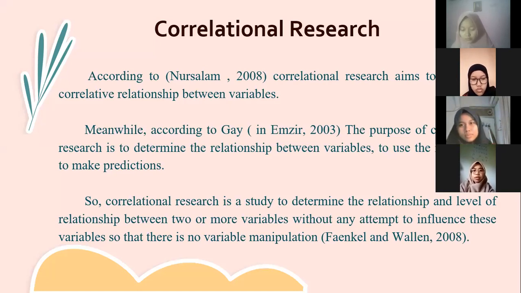According to Nur Salam 2008, correlational research aims to reveal the correlative relationship between variables. Meanwhile, according to Guy in NZ 2003, the purpose of correlational research is to determine the relationship between variables, to use the relationship to make prediction. So correlational research is a study to determine the relationship and level of relationship between two or more variables without any attempt to influence these variables, so that there is no variable manipulation.